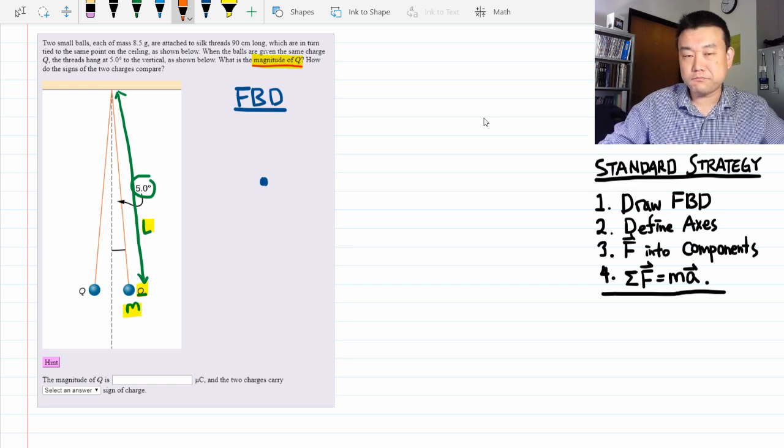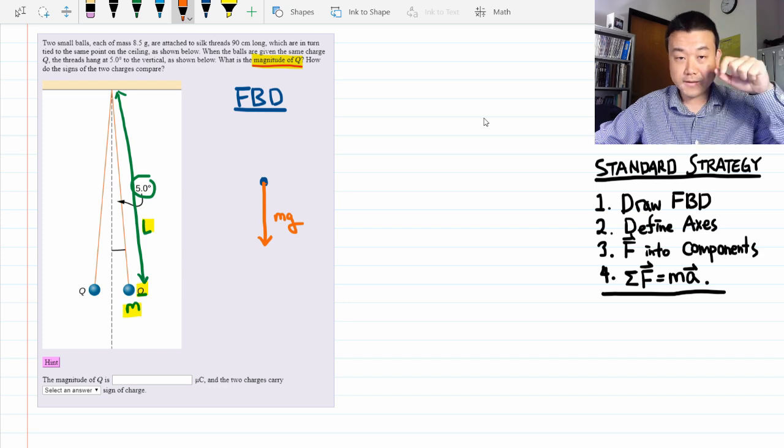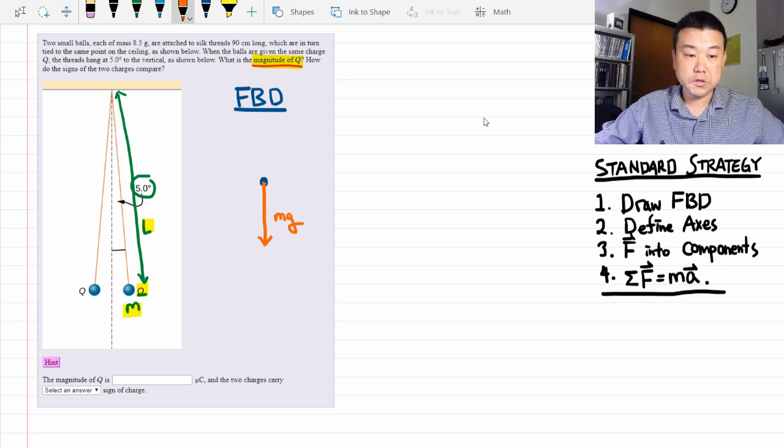It's sort of ever present when you're on Earth. Once you draw the weight, then questions start popping up. Why isn't this ball accelerating downward? Well, it's because it's tied to a string. So there must be tension force then.